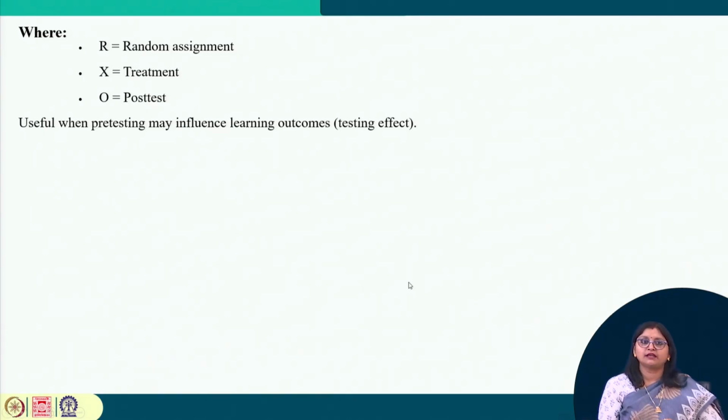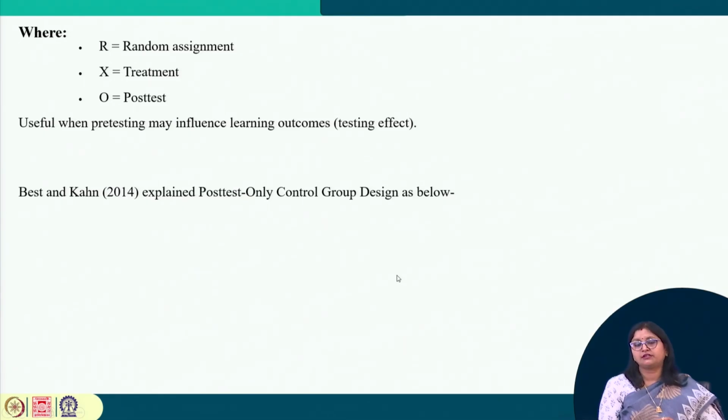It is useful when the pre-testing may influence the learning outcome, or the testing effect. That is why, if there is a chance of an effect of previous knowledge or experience, avoid the pre-test post-test design and go for the post-test only design.